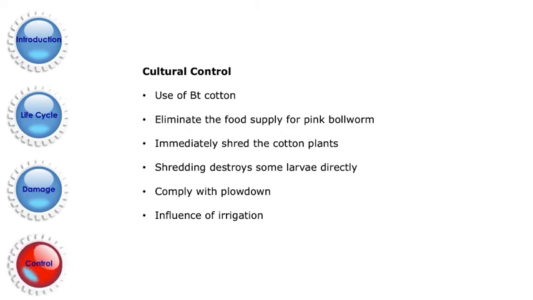Eliminate the food supply for pink bollworm by cutting off irrigation early enough to stop the production of green balls by early September. Regardless of when the crop is terminated, immediately shred the cotton plants following harvest. Shredding destroys some larvae directly and promotes rapid drying of unharvested balls.